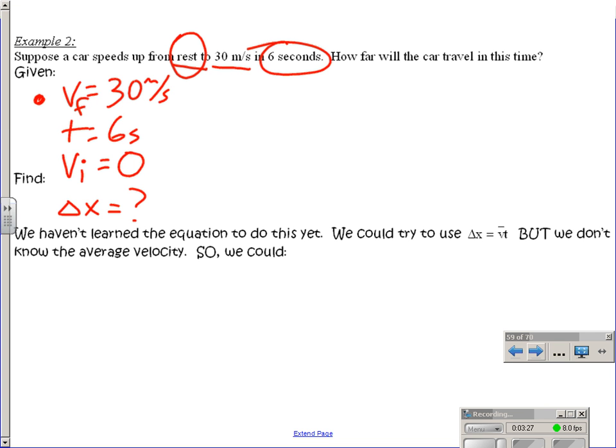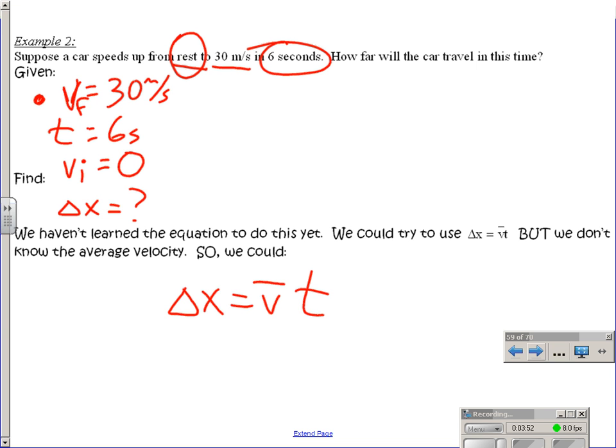So that's the problem we're dealing with here. We know our final velocity, we know our time, we know our initial velocity, and we're looking for the displacement. We haven't learned the equation to do it yet. We could try to use displacement equals average velocity times time, but we don't know the average velocity. We just know the final velocity and the initial velocity.